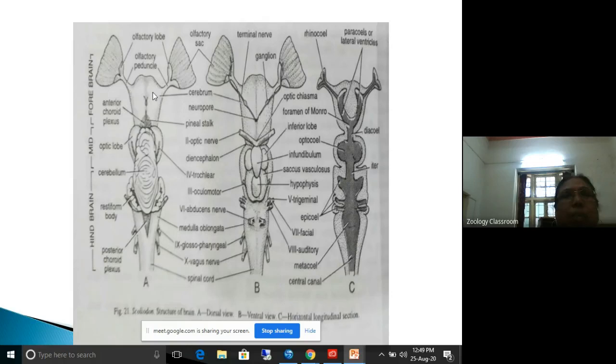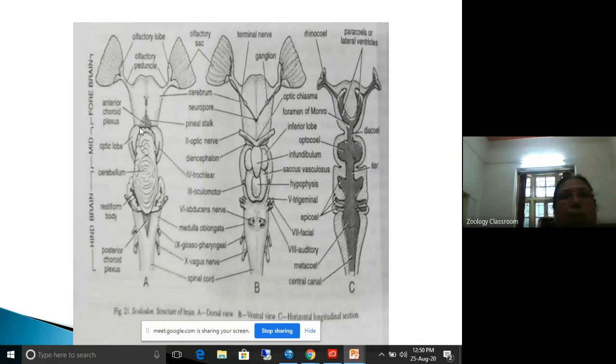Then the second part is called the cerebrum. In fish, the cerebrum is not divided. In other animals it is equally divided, so it is called the cerebral hemisphere. But in fish it is not divided, it is larger, and the cavity of the cerebral hemisphere is called the paracele or lateral ventricle. The roof of the cerebral hemisphere, the upper surface, is called the pallium, and the lower ventral surface is called the corpora striata. So the second part of the forebrain is the cerebrum.